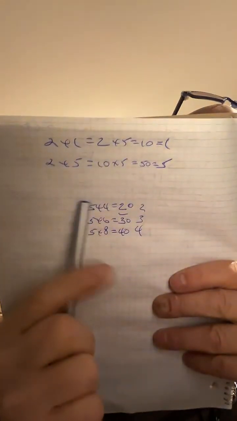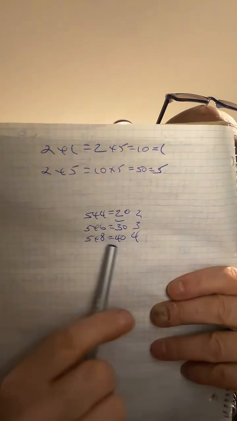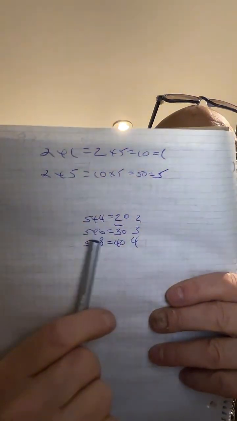Like, I even confuse myself sometimes. It just boggles my mind when I look at it. Like, for example, 5 times 4 equals 20. 2 plus 0 equals 2. 5 times 6 equals 30. 3 plus 0 is 3. 5 times 4, 5 times 6, 5 times 8. I didn't do 7 or 5.